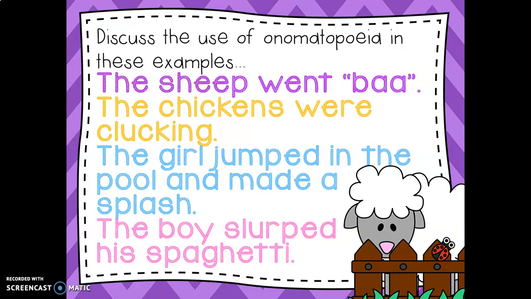Here's some examples of onomatopoeia. The sheep went baa. The chickens were clucking. The girl jumped in the pool and made a splash. The boy slurped his spaghetti.